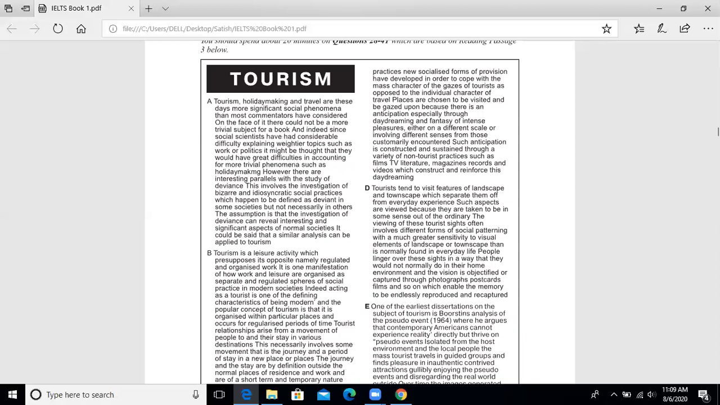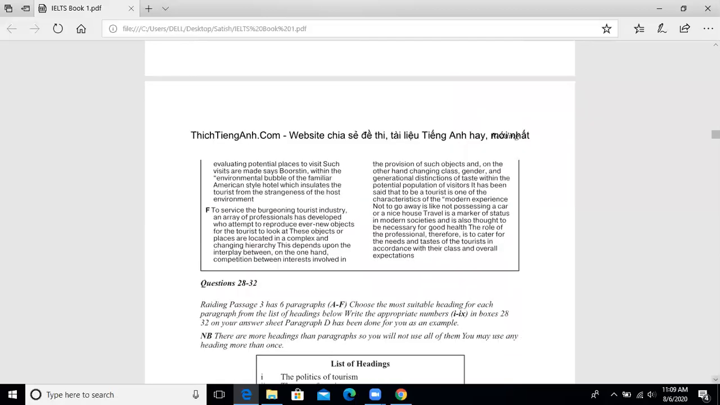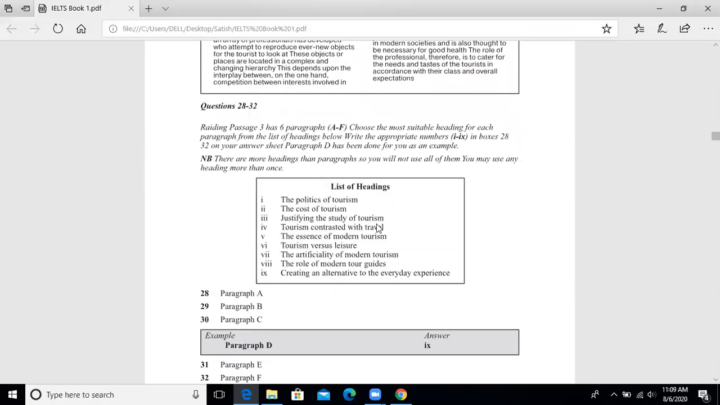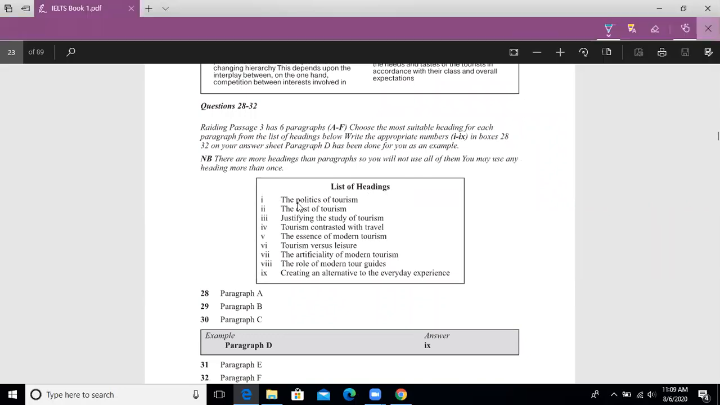You do not go and look at the list of headings. Do not look at the list of headings first. Do not look at these ones first. So you don't look at these ones in the starting. As soon as you come to the list of headings, read the paragraph first. That's the first thing that you need to do.